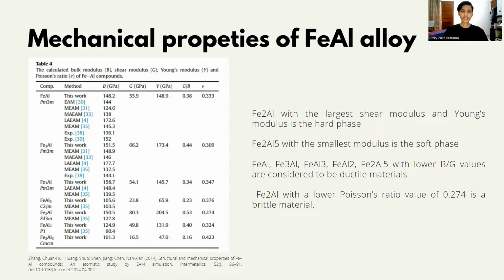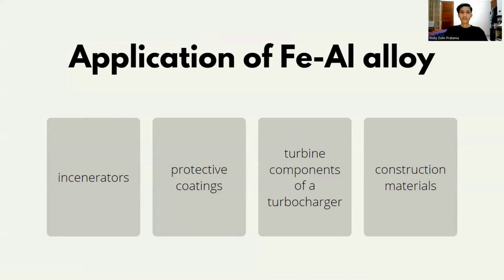Fe2Al with the lower Poisson ratio value of 0.274 is brittle material. There are some applications of ferroaluminium alloy. First, incinerators, then protective coatings, the turbine components of a turbocharger, and also construction materials.